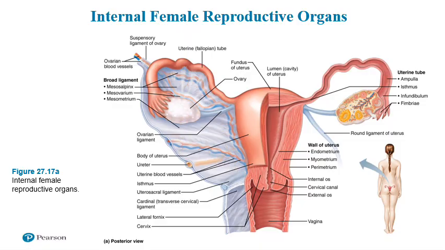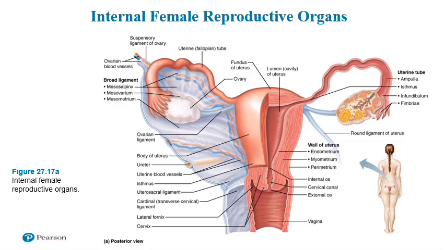The broad ligament right within the vicinity of the ovary is called the mesovarium. Right within the vicinity of the uterine tube, in this section here, you call that the mesosalpinx. And right within the vicinity of the uterus, you call that the mesometrium. So your broad ligament supports the uterine tubes, the uterus, and vagina.